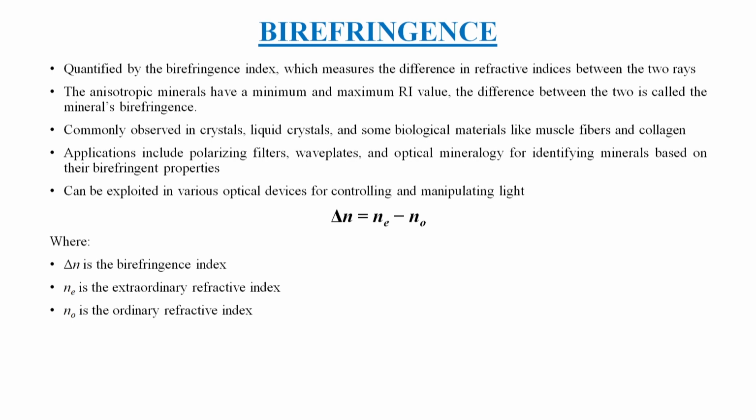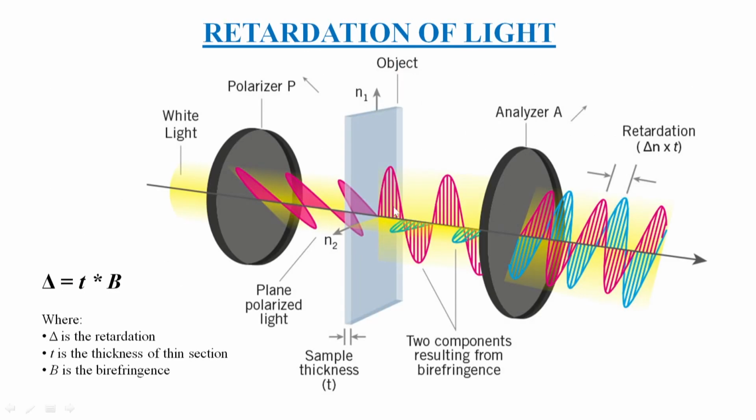So what will happen is that this refractive index can be measured with the help of birefringence, that is your del n, your birefringence index. The difference between the refractive index of the extraordinary ray and the ordinary ray is referred to as your birefringence. Then, these two components result from this birefringence, and that is obviously the property of the mineral or the slide that you are dealing with.